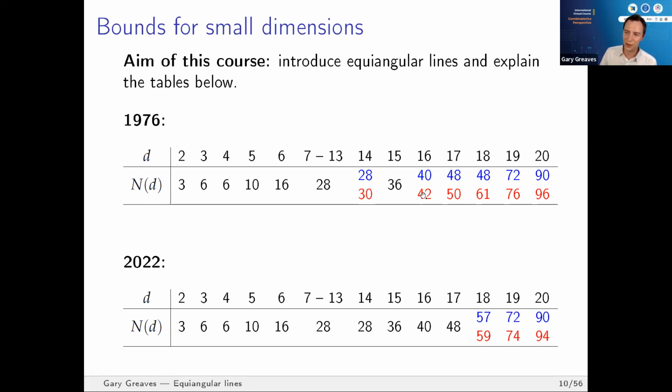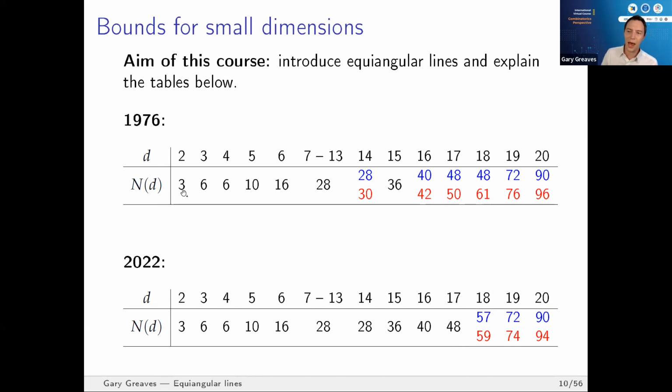And similarly for 16, there was a gap of 2. It's been answered. 17, another gap of 2. That's now been answered. And here you can see that some of the lower bounds have increased and some of the upper bounds have decreased. So loosely speaking, the aim of this course is that I want you to know some of the techniques used to get these black numbers.